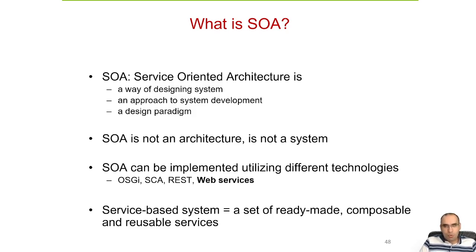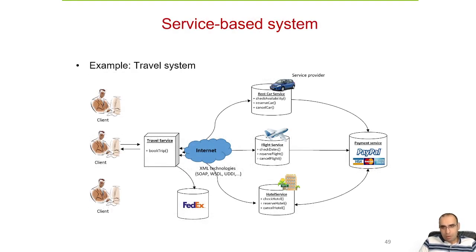Today SOA is one of the popular technologies for building software systems. Looking at SOA, it is not an architecture and it's not a system. SOA is rather a way of designing a system. This is an approach to system development, an architectural style and a design paradigm. The leading technology today used for implementing the service-oriented architecture is web services, and we can build software systems using coarse-grained components or services that can be used by many applications running on different platforms.